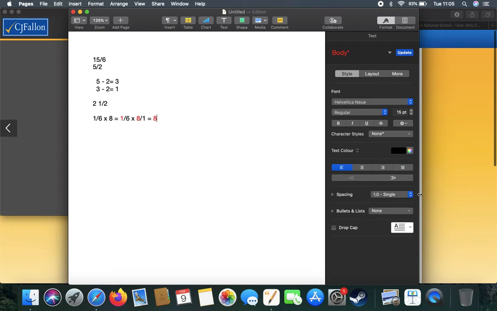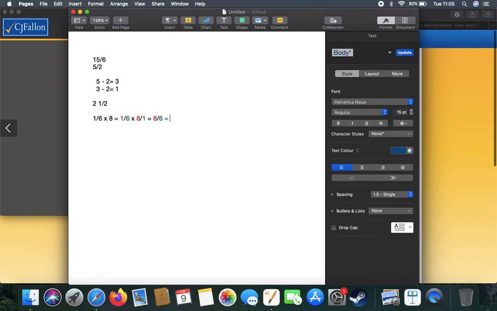Then I multiply my bottom numbers. So 6, my bottom number, by 1 is 6. So I multiply top with top: 8 by 1 is 8, and 6 by 1 is 6. Now I'm left with an improper fraction.